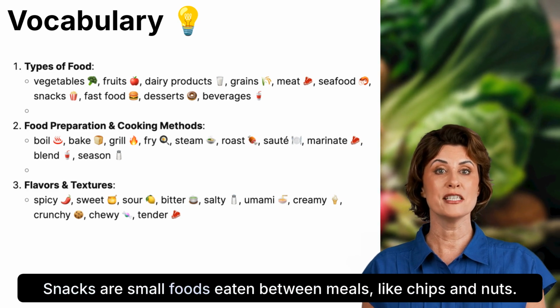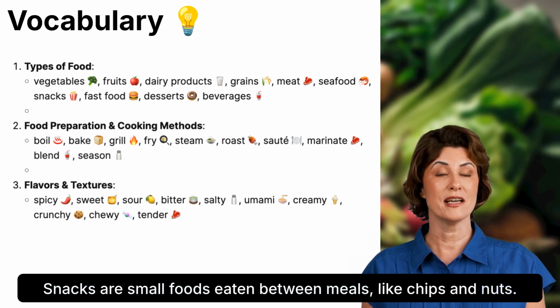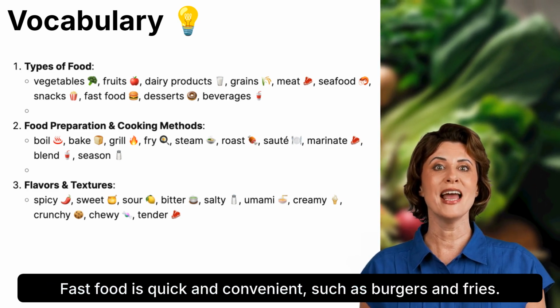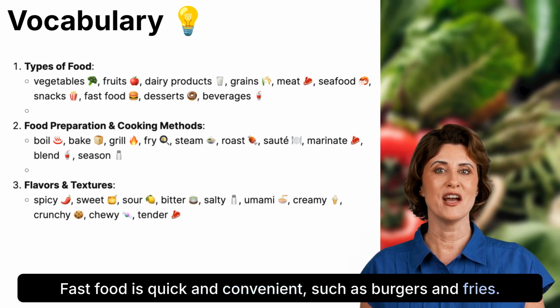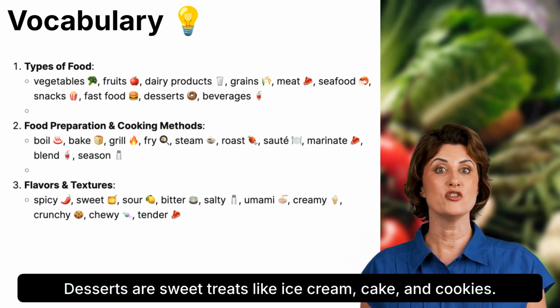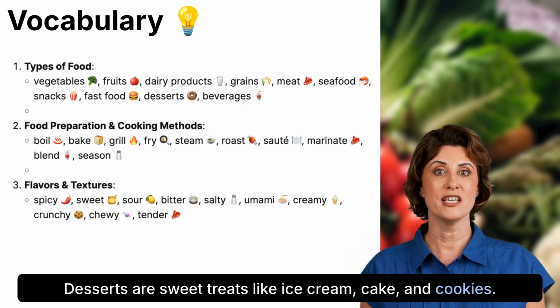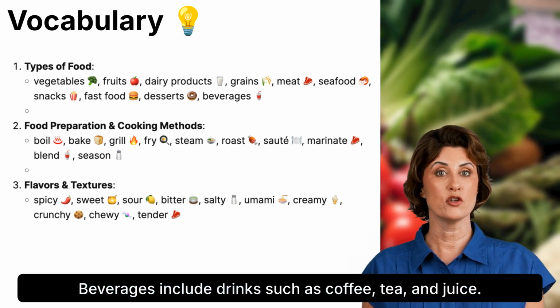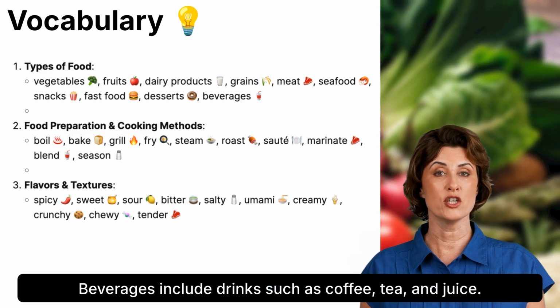Snacks are small foods eaten between meals, like chips and nuts. Fast food is quick and convenient, such as burgers and fries. Desserts are sweet treats like ice cream, cake, and cookies. Beverages include drinks such as coffee, tea, and juice.